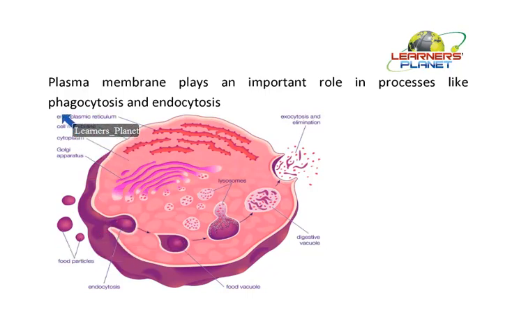So this is the reason why we can say the plasma membrane plays an important role in such processes. Besides, the plasma membrane is the boundary line, and it can also maintain the life of the cell. So it is a very important part of the cell and it decides the boundary.